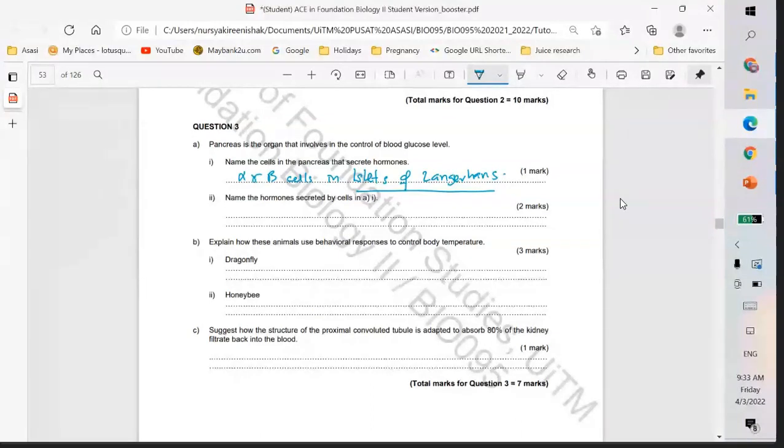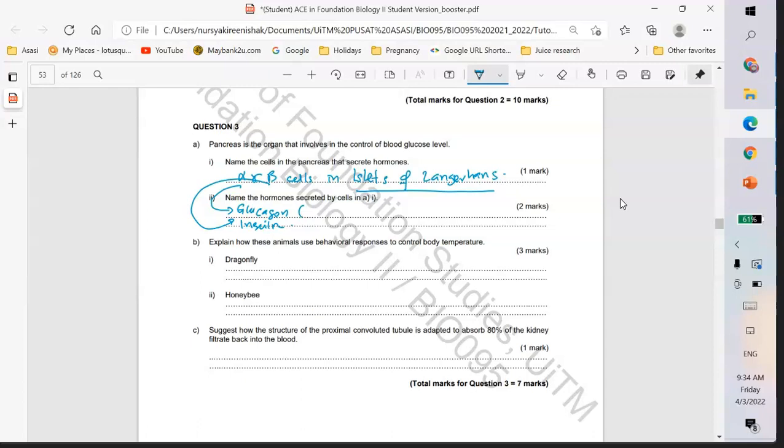Okay, so question number 2, please. Natasha. Name the hormone secreted by cells in A1. If alpha, what? Glucagon. Insulin by the beta cell. Thank you. So glucagon will be secreted when blood glucose level increases or decreases? It is secreted when blood glucose level decreases. Okay, glucagon is secreted when blood glucose level decreases.